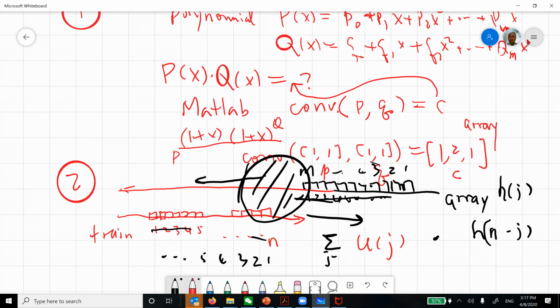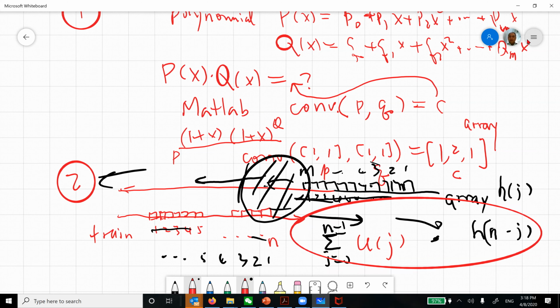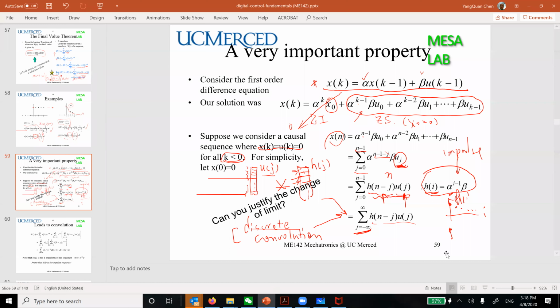The J from 0 has 0 overlapping. Then you move here, you have 1 overlapping, until you have N as 1 overlapping. Then you can keep going. I hope you start to see that this is exactly using the train to move in the opposite direction. Then that's the convolution.